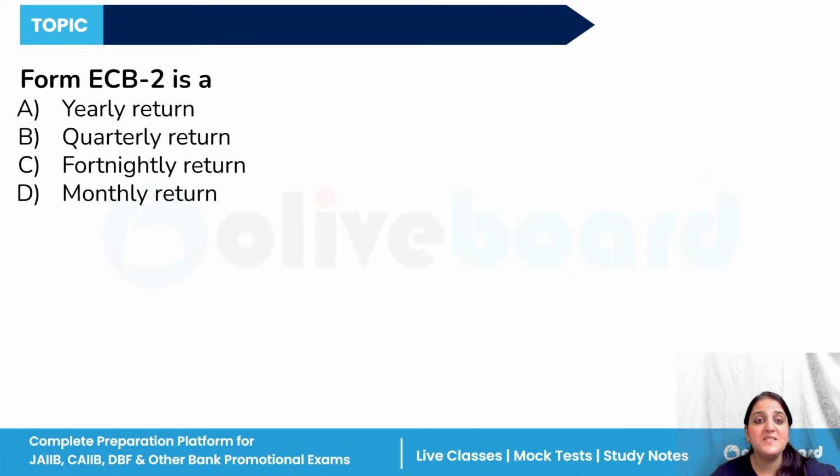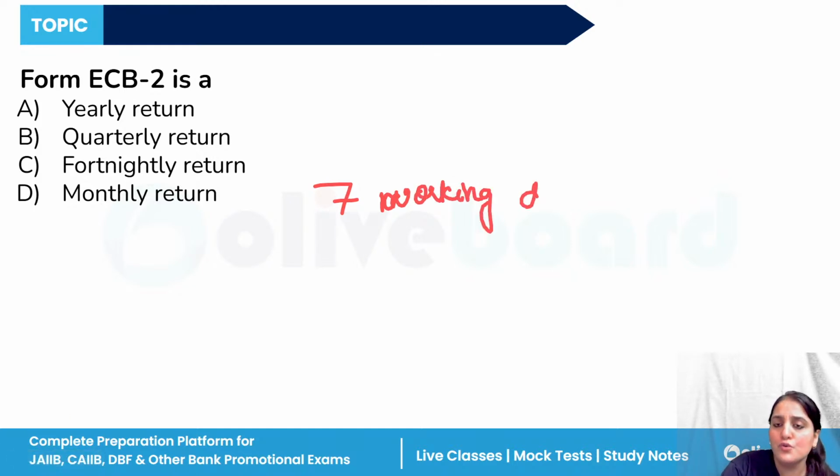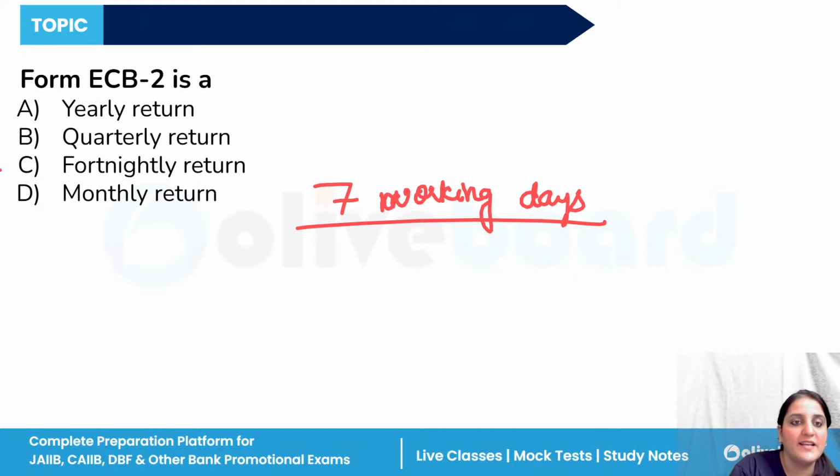Now, Form ECB2 is a yearly return, quarterly return, fortnightly return or monthly return? Form ECB2 is the report used to report the actual transactions of ECBs under the Foreign Exchange Management Act, and this return needs to be submitted in 7 working days through the designated authorized dealer to the Reserve Bank of India. So the correct answer is option D, that is monthly return. Very good to everyone who is giving the answers.